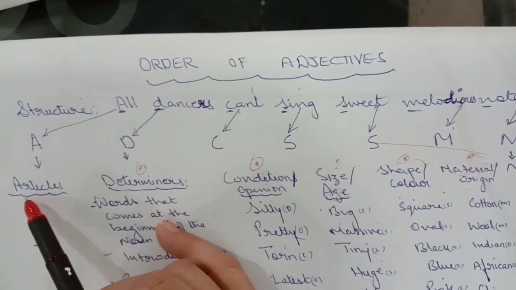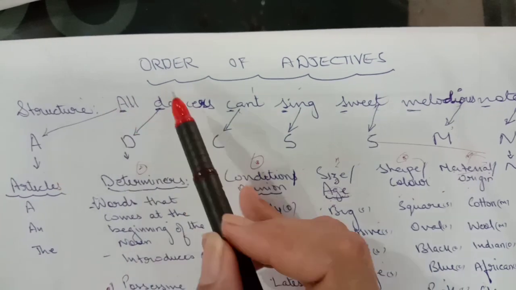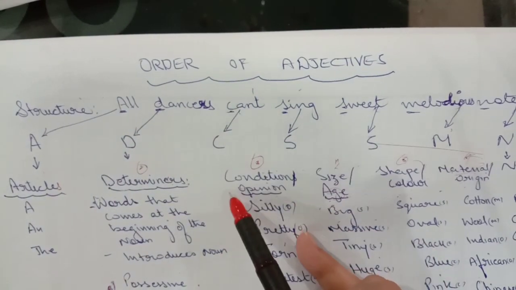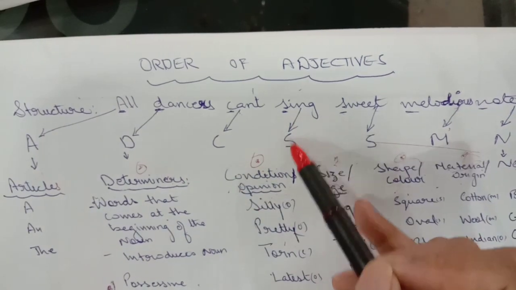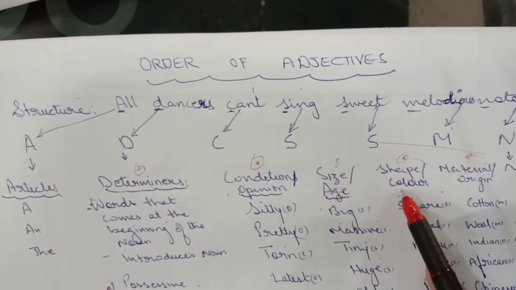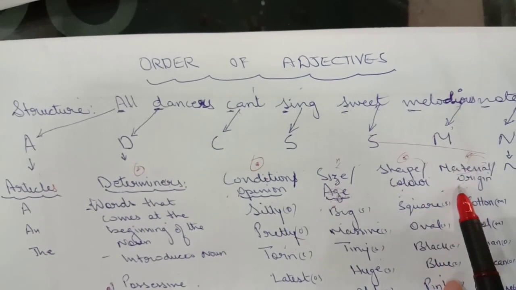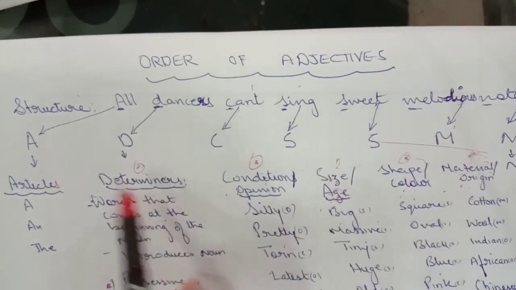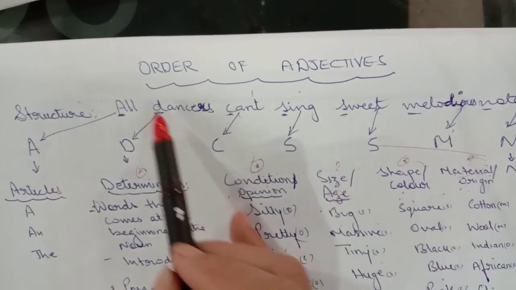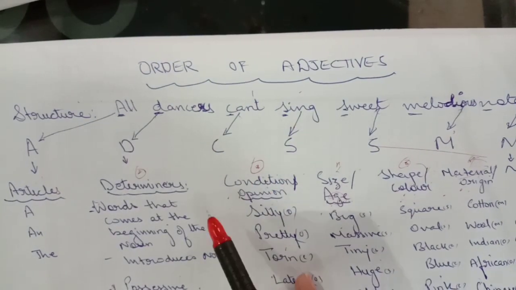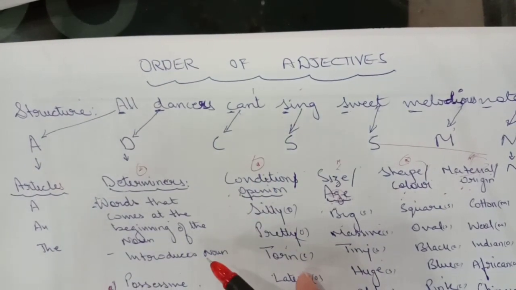A stands for article, and here it stands for all. Dancer stands for determiners. C stands for condition. S stands for size or shape. S stands for shape and color. M stands for material and or origin, and N stands for noun. So to remember this sequence, learn this sentence. Learn it. Just say it to yourself daily and you will remember it.